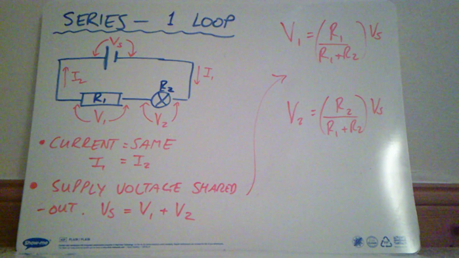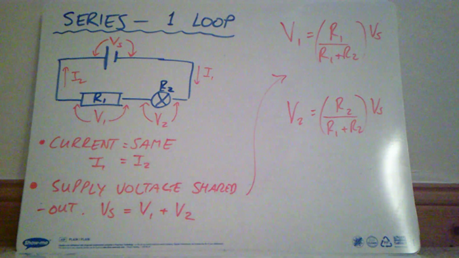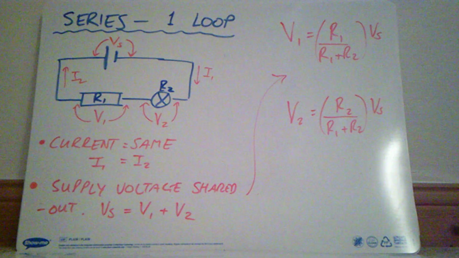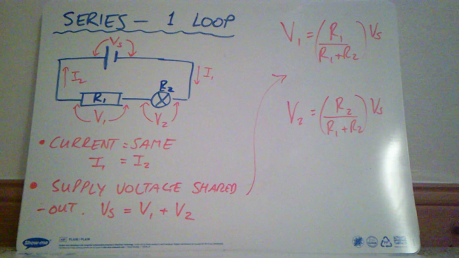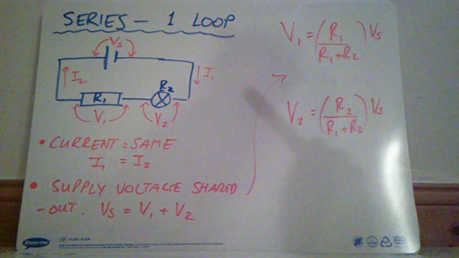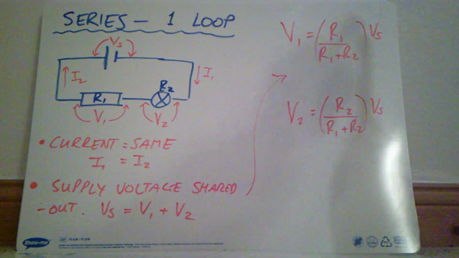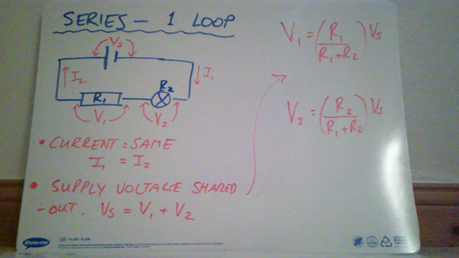It makes sense that voltage push is shared out, because in a series circuit there's just one pipe, just one loop, so of course the total push has to be shared out between components in that one pipe. There is only one pipe, and so everything in it has to share the pressure. If you want to work out what share of the total voltage push a particular component gets, you use these formulas. These are the voltage sharing out formulas.